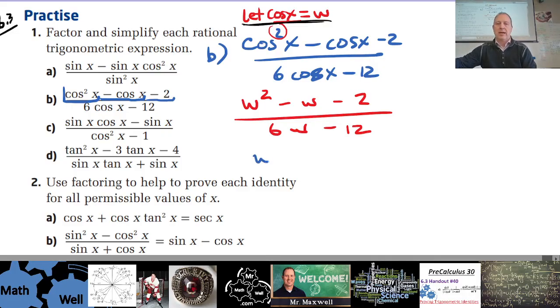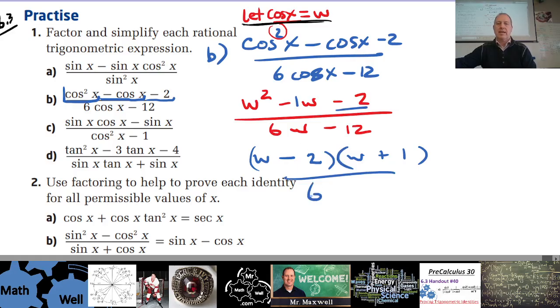So this is going to become w, let's see, that's a quadratic. What 2 numbers multiply to -2 and add to -1? -2 and plus 1, right? So those multiply to -2 and they add up to -1. Now I can take a 6 out down here, right? And I actually have 6 times w minus 2.